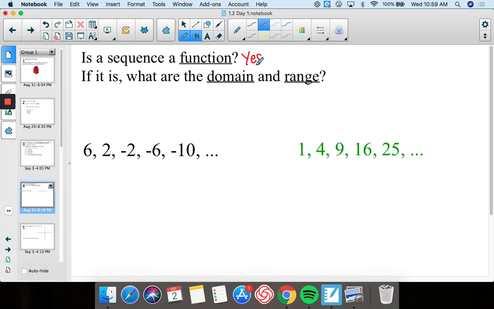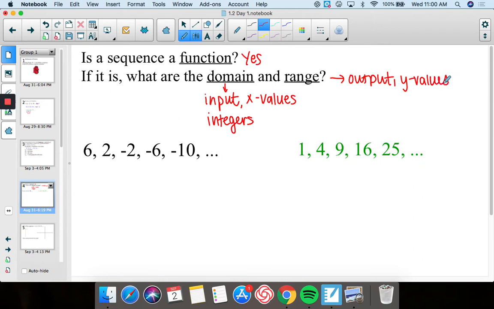Okay, if it is, what are the domain and range? So domain, we know, is your input. And another way of saying input is your x values. In this case, our input and our x values are integers. So it's your number of terms in the sequence. So it's like your U1 and your U2 and your U3. So it's your integers that go with your domain. Okay, your range is your output, or your y values. In this case, our range, since it is the output, those are the numbers within your sequence. So we'll just say sequence here.